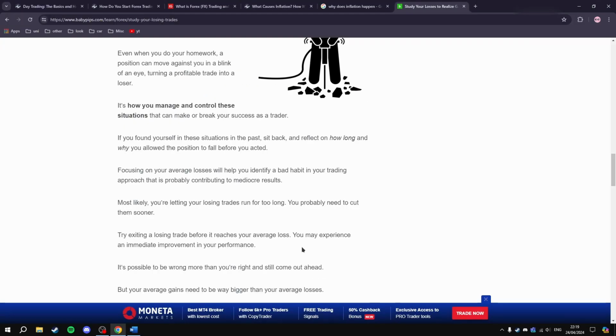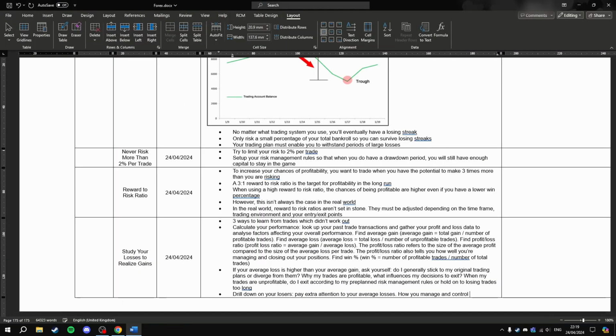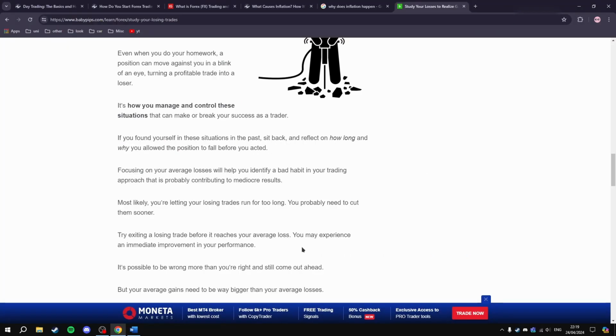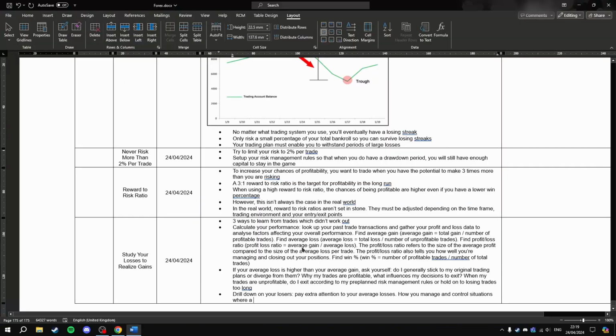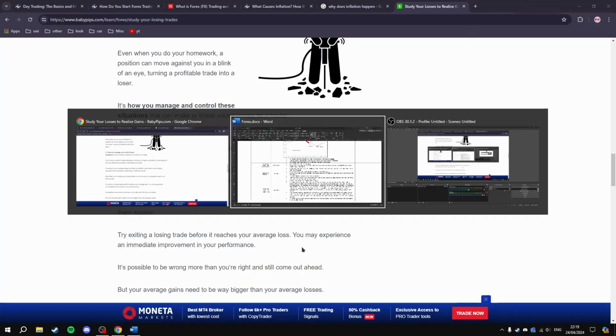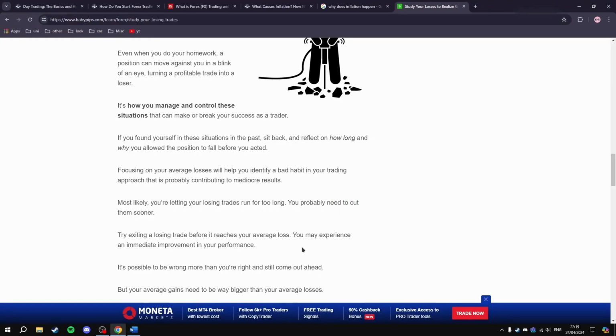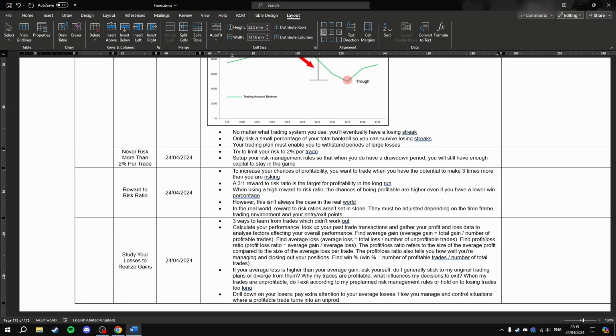How you manage and control situations where a profitable trade turns into an unprofitable trade can make or break your success as a trader.